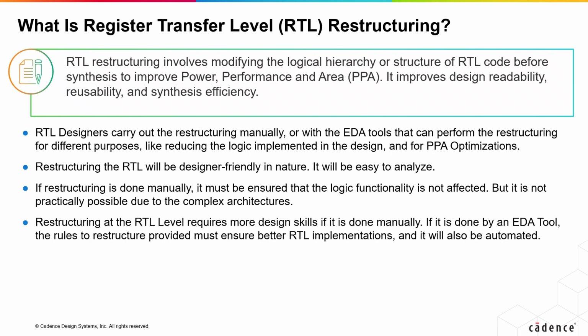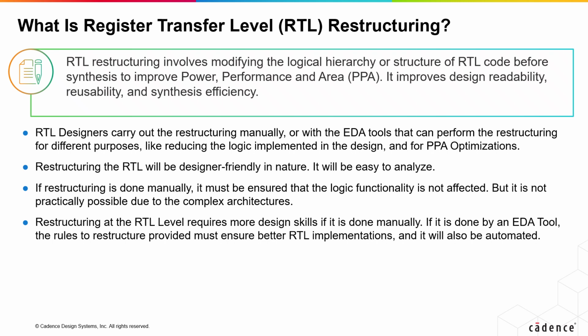If restructuring is done manually, the functionality should not be affected because it can cause verification issues. Manual RTL restructuring is not feasible nowadays due to the increased complexity of RTL architecture. It would lead to numerous problems. Therefore, it is better to use an EDA tool for restructuring. Manual RTL restructuring requires more design skills, while restructuring using EDA tools will perform better than manual if the rules are followed.